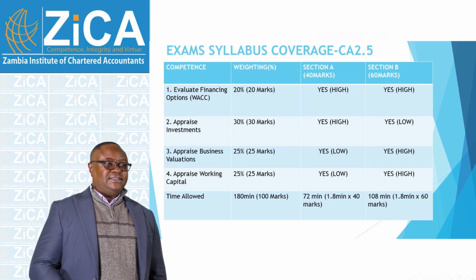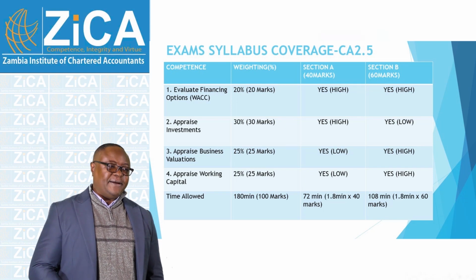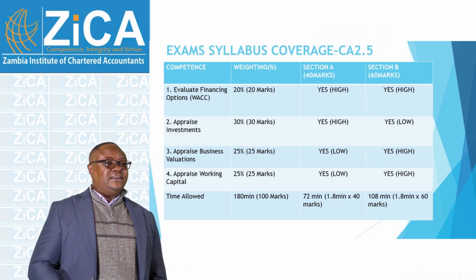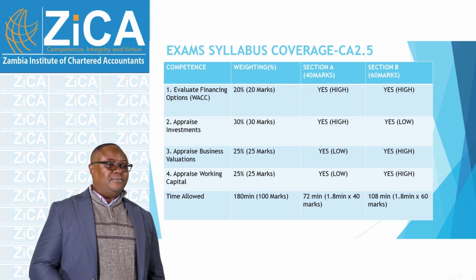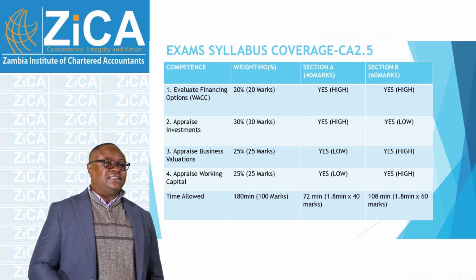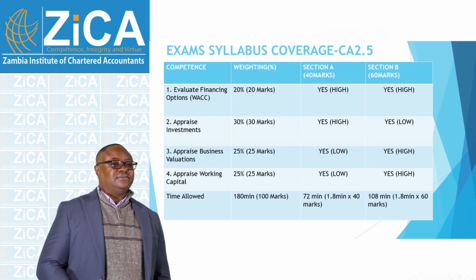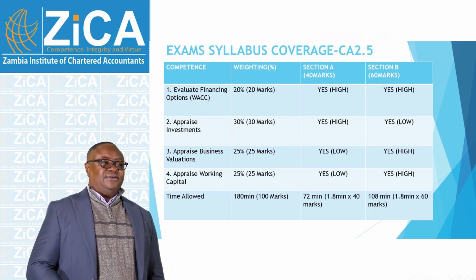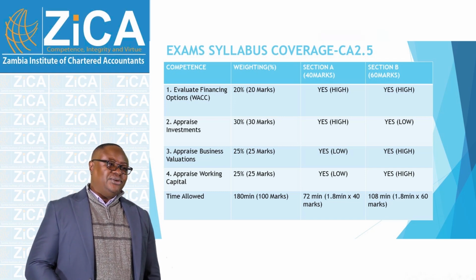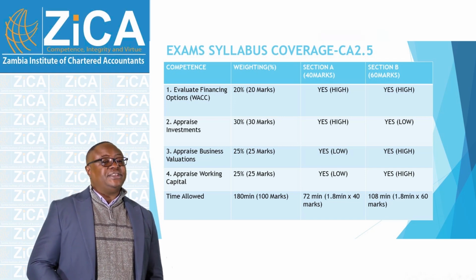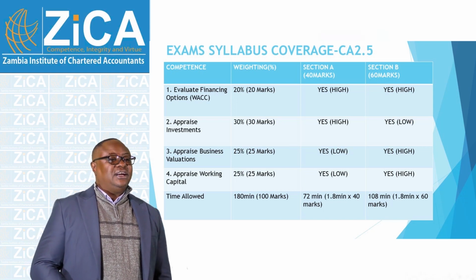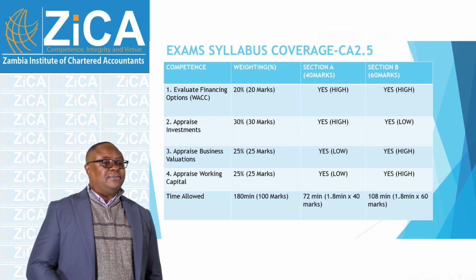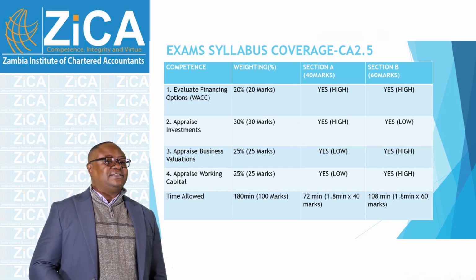So let's look at how these competences are reflected in the examination paper. If you see on the first column there, competence number 1 is evaluate financing options. So you have seen questions probably on sources of finances and things like that. And you know that this contributes, the weighting, it's 20%, which is roughly, when you look at the paper is 100 marks, it's about 20 marks.